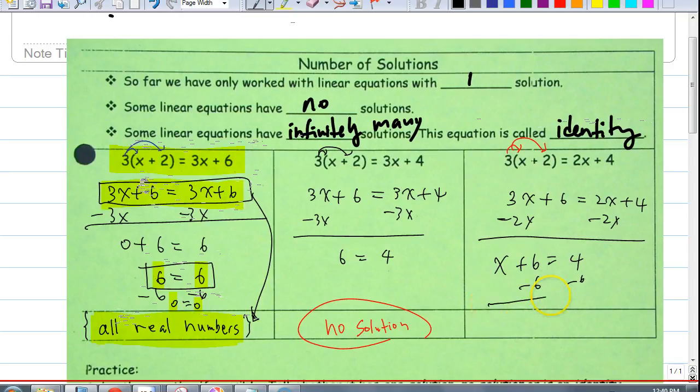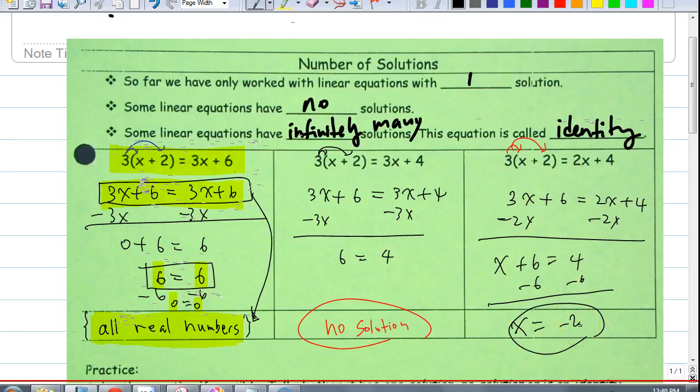And so, what do I get here? How about x? Okay, so how about Hasten? What do I get? -2. Yeah, x equals -2. This time, how many solutions do we get? 1. One solution.